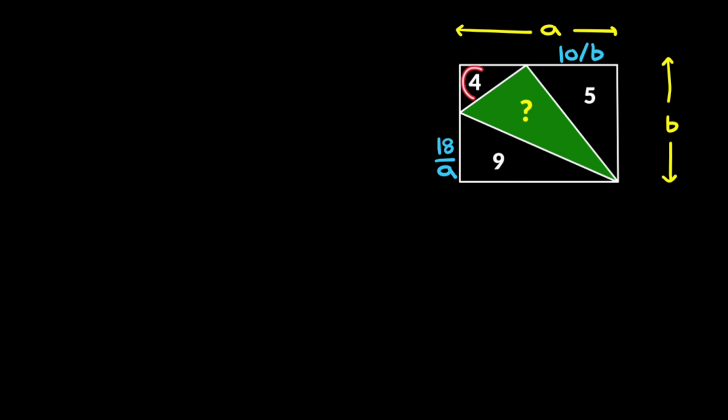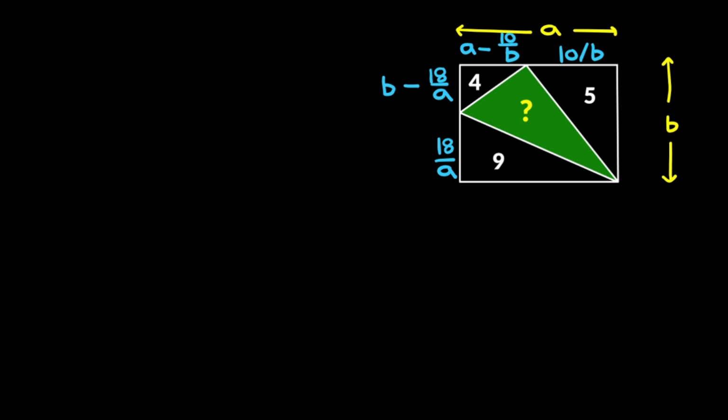Look at the triangle with area 4 on the left. Its full height is not B anymore. We already used part of it, which is 18 over A. So the remaining height is B minus 18 over A. Same idea for the base. The full length is A, but we remove 10 over B. So the base becomes A minus 10 over B.